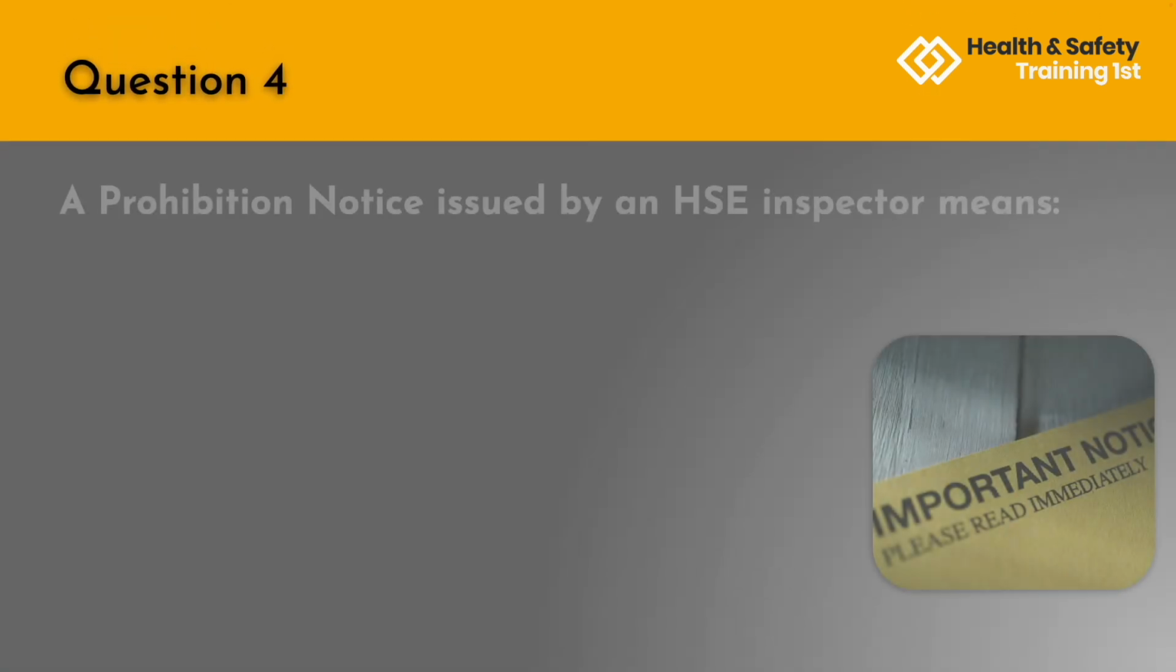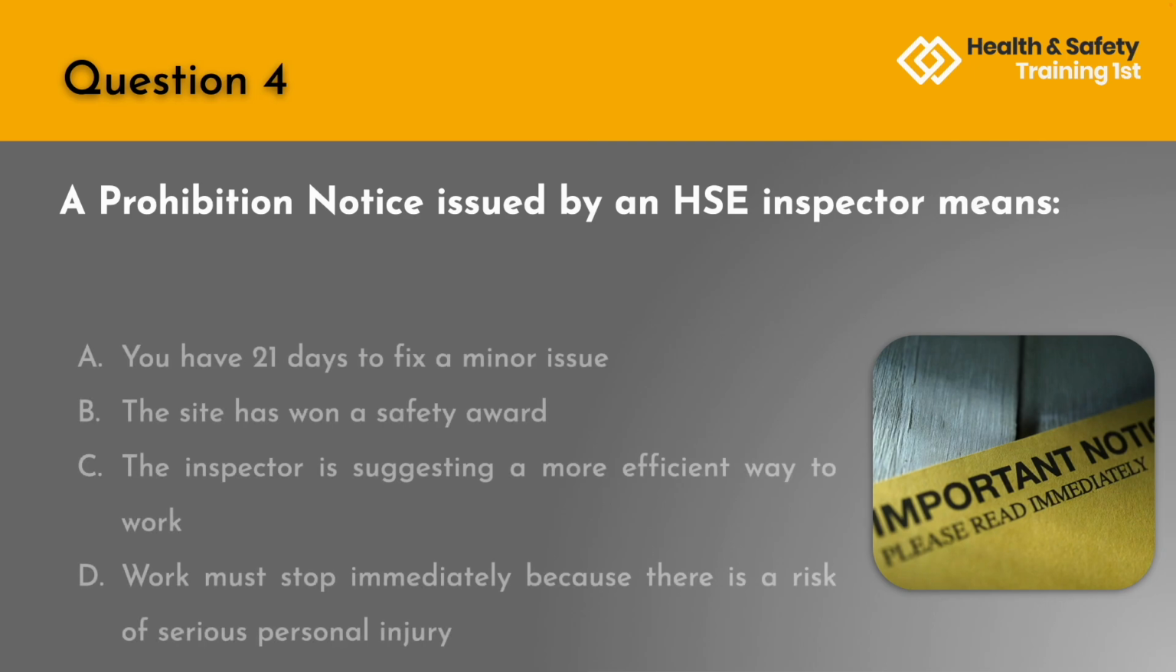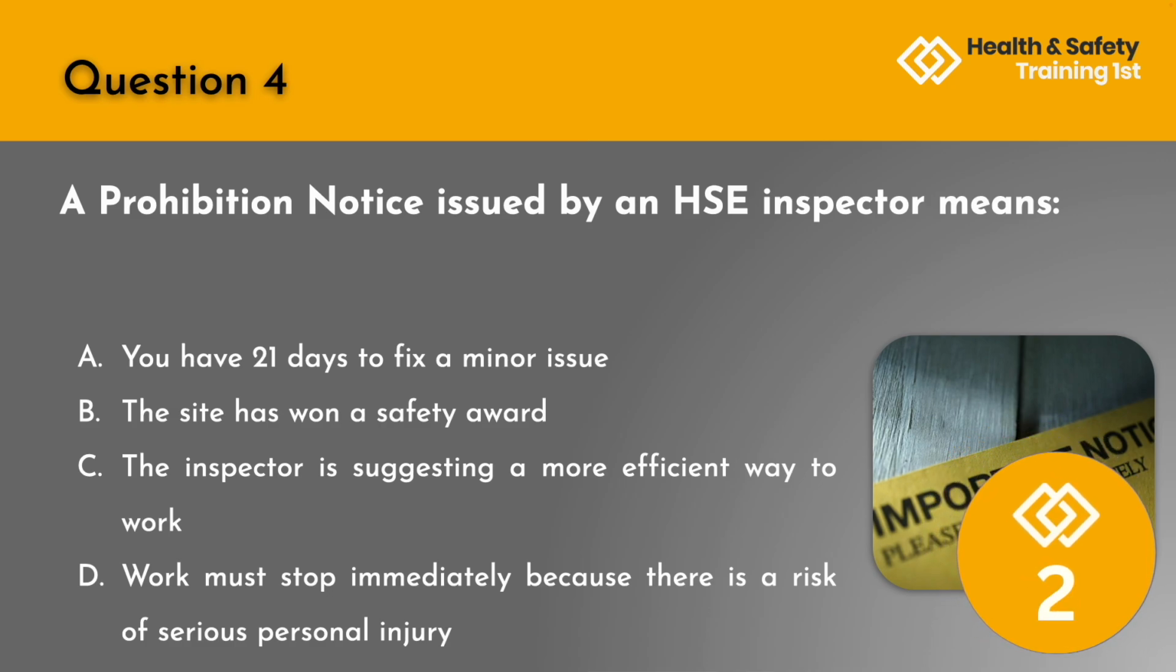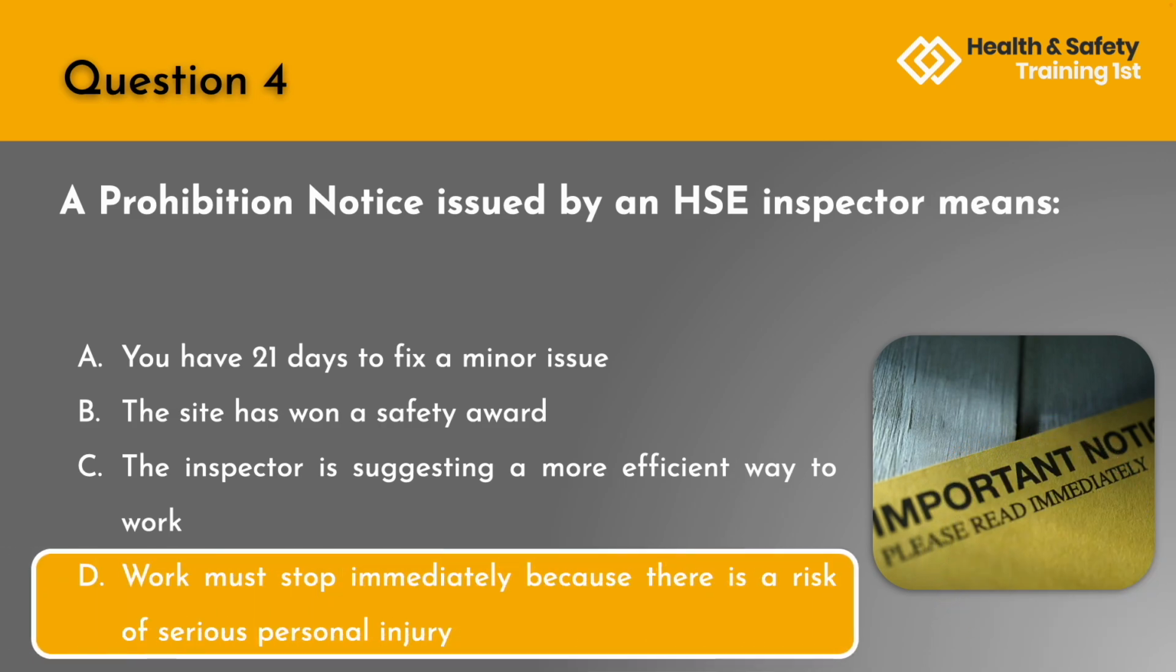Question 4. A prohibition notice issued by a HSE inspector means A. You have 21 days to fix a minor issue. B. The site has won a safety award. C. The inspector is suggesting a more efficient way to work. Or D. Work must stop immediately because there is a risk of serious personal injury. The correct answer is D. Work must stop immediately because there is a risk of serious personal injury.